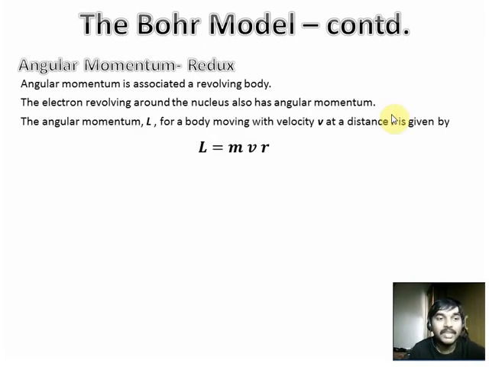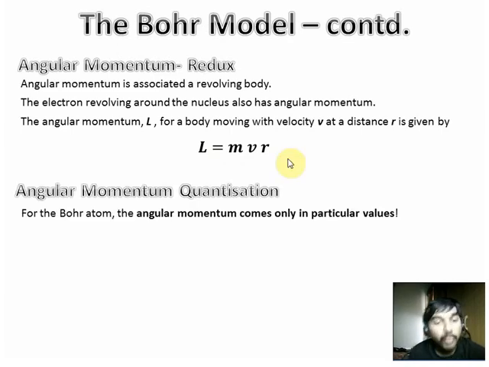Very simple. The angular momentum for a body with mass m, moving at velocity v in a circular path of radius r, is simply given by mvr. Remember, the linear momentum is just m into v. So the angular momentum is mvr. It's moving in a circle. That's all that we need now. What Bohr said was that this quantity is quantized, which means that it comes in only particular values.